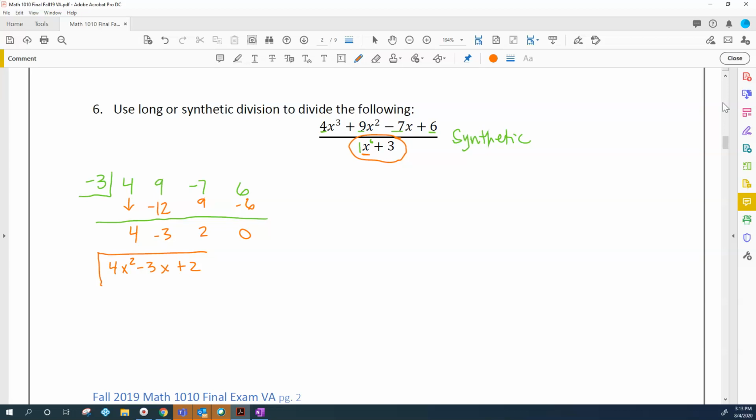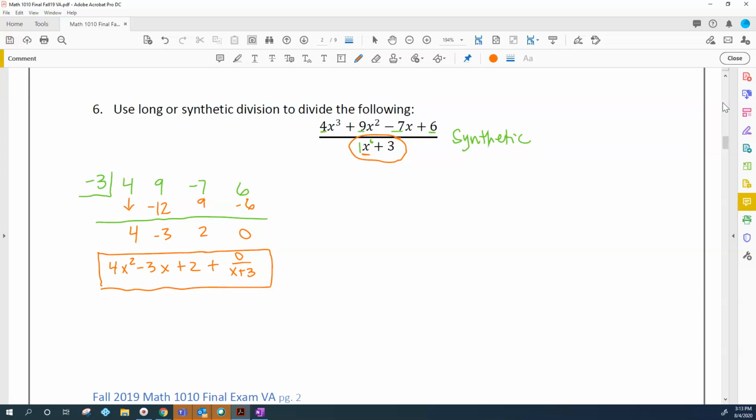Okay, so you should have gotten 4x squared minus 3x plus 2. It's a remainder of 0. But remember, if there was a remainder there, you'd put plus whatever that remainder is over your x minus 3. So whatever that remainder is needs to be written in that form. Can we just go over that really quickly? Yeah, sorry. That's fine. I don't remember exactly how to do it.